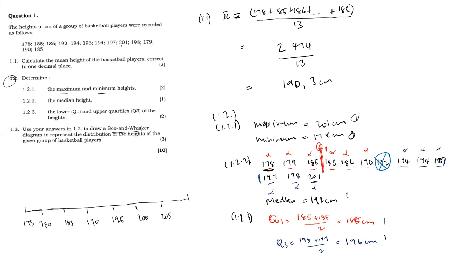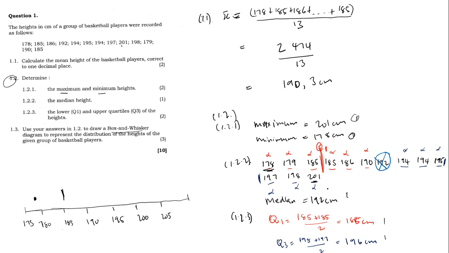So now let us plot all of these values. Let's start with the minimum. Minimum is 178. So I would expect 178 to be between 175 and 180, a little bit close to 180. So this will be our minimum value, right? You can use your whiskers or you can just use your dots. Also for your whiskers, you can use a vertical line. And then let us go to Q1. Q1 is 185. So most definitely my Q1 will be here.